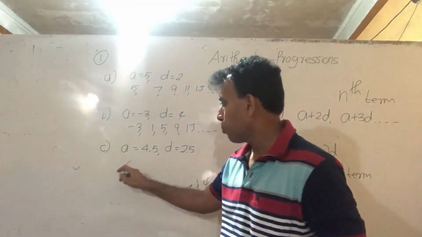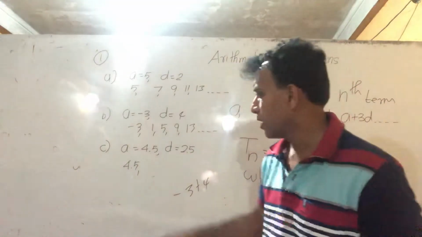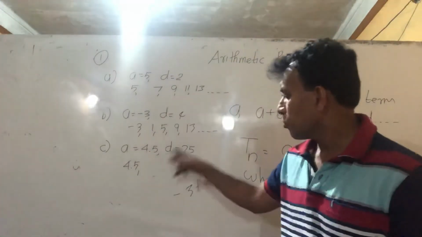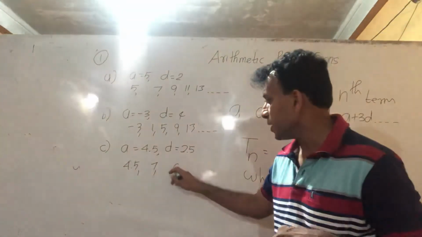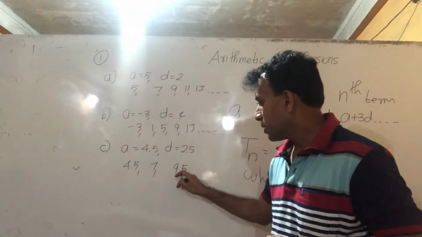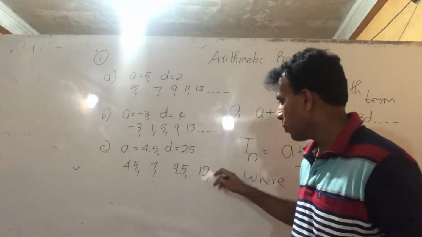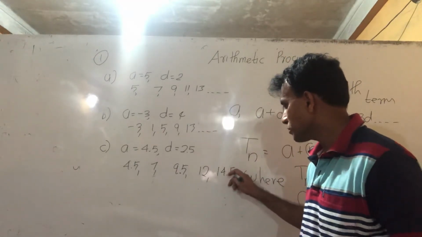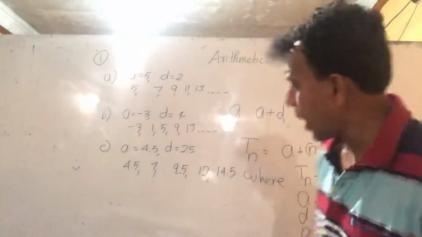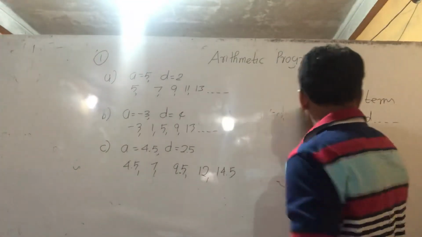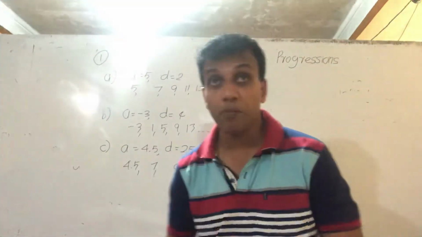Next one. 4.5 is the first term. Increase by 2.5. So write that. 4.5 plus 2.5 is 7. 7 plus 2.5 is 9.5. 9.5 plus 2.5 is 12. 12 plus 2.5 is 14.5, and so on, right? So stop the video, try a couple of them, same idea, try it. Pause the video and complete the remaining parts.